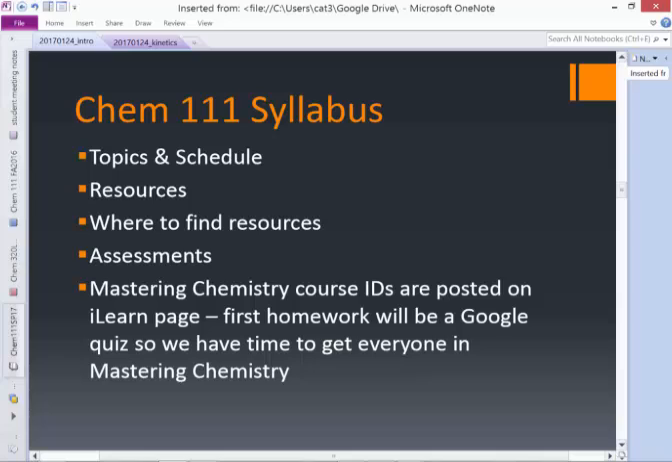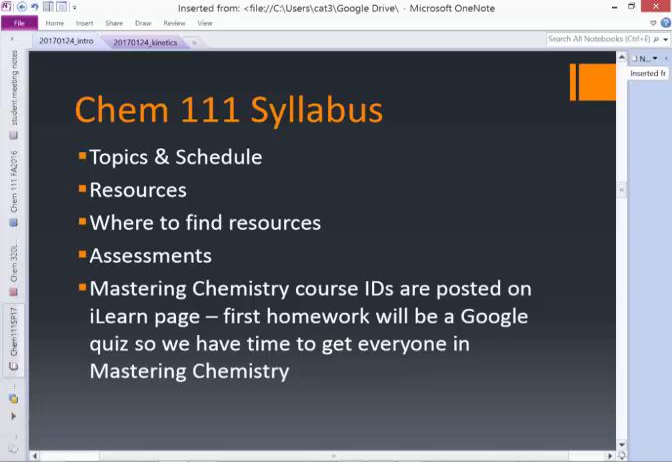Mastering Chemistry is how we will do the homework. There are 2 course IDs posted to iLearn. Try them with the access code that you have. If neither of those work for your access code and you know that access code is still valid, let me know. There is almost always a way around it. So as long as you have a code, even if it's for a different book and you transfer it in, there's almost always a way around it. So let me know and we'll work it out.